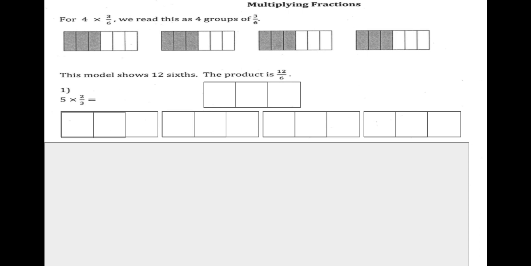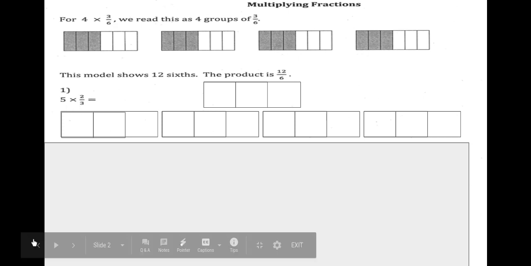So here is an example of multiplying fractions using a drawing that you can make. For 4 times 3/6, we read this as 4 groups of 3/6. So that's exactly what the model shows. It shows 4 groups, 1, 2, 3, 4, and each group has 3/6 of the group shaded in. Okay, so the model shows 12/6 because there are 12 shaded in regions and they are divided into sixths. Okay, the size of the pieces do not change, the denominator does not change.